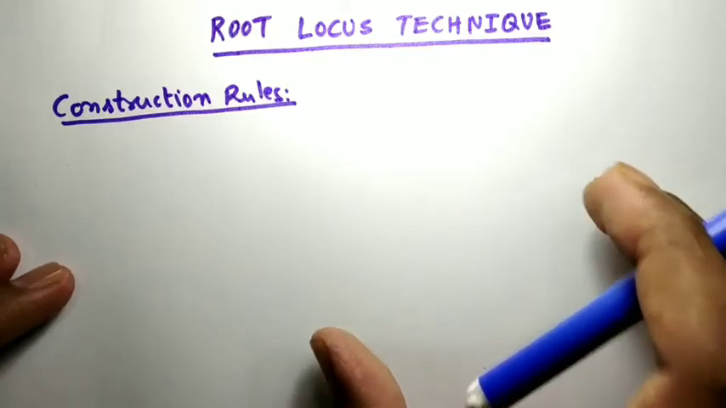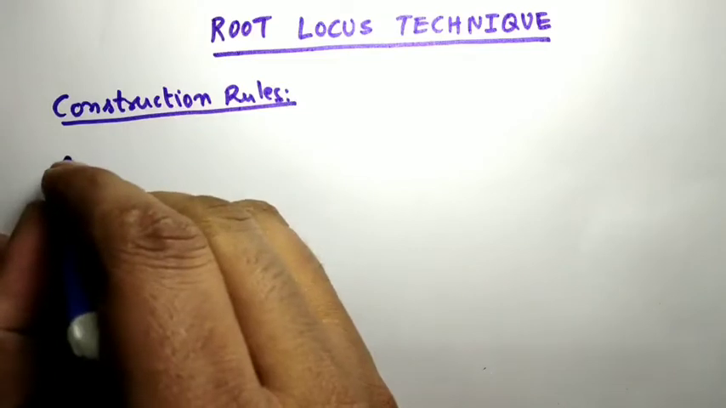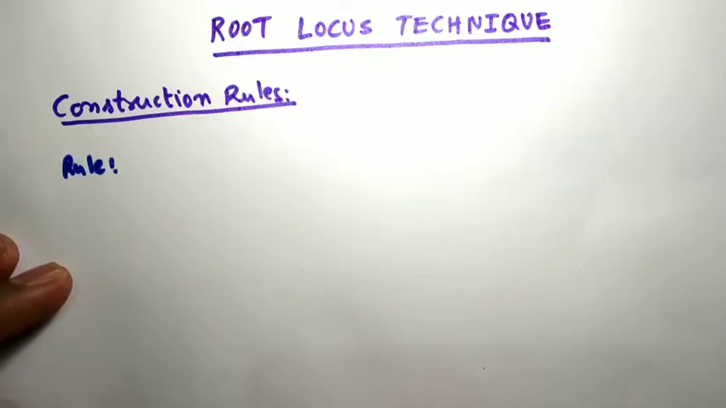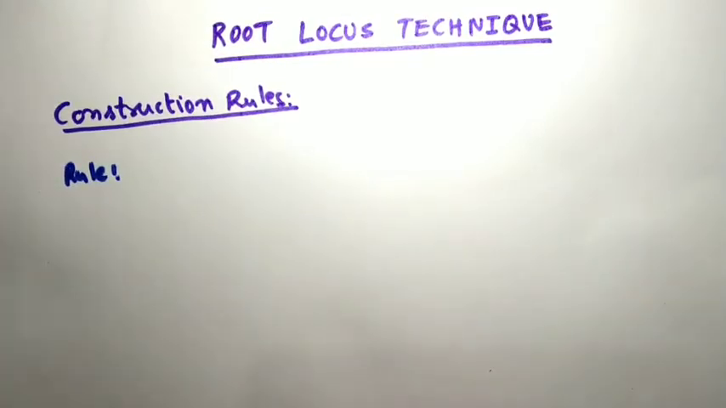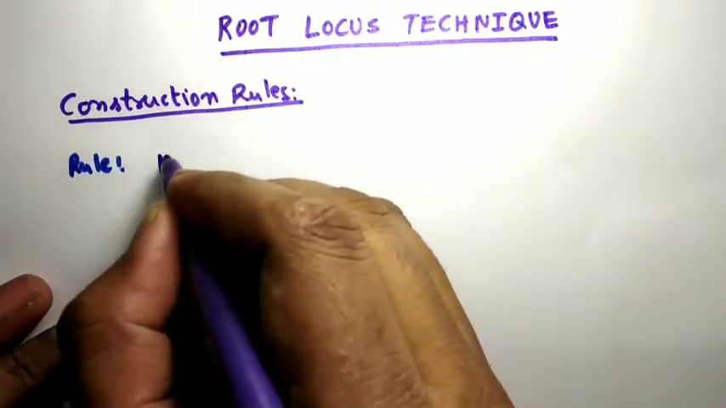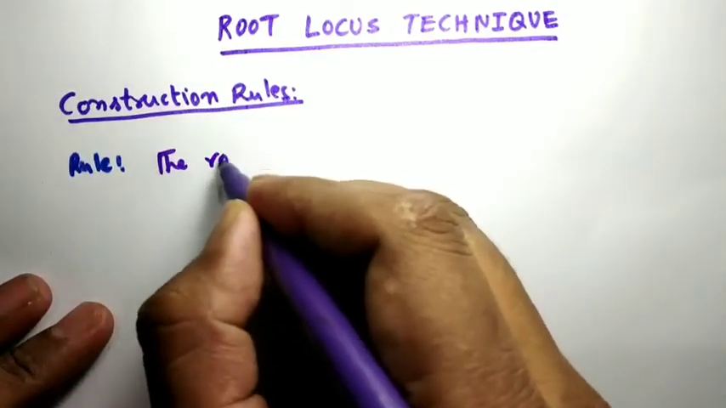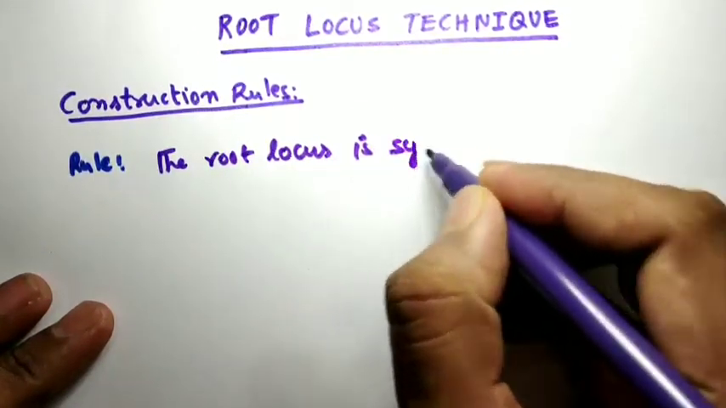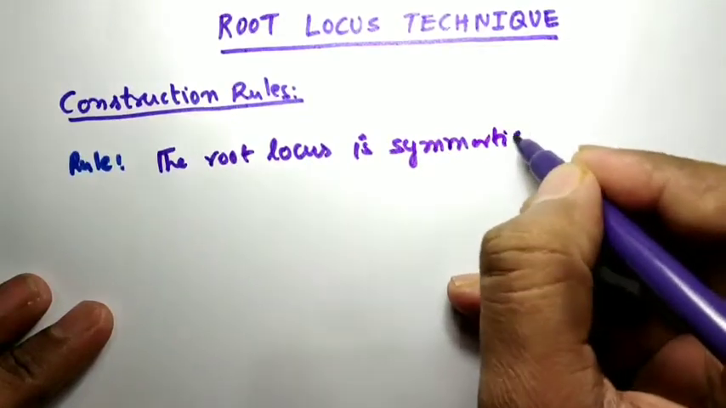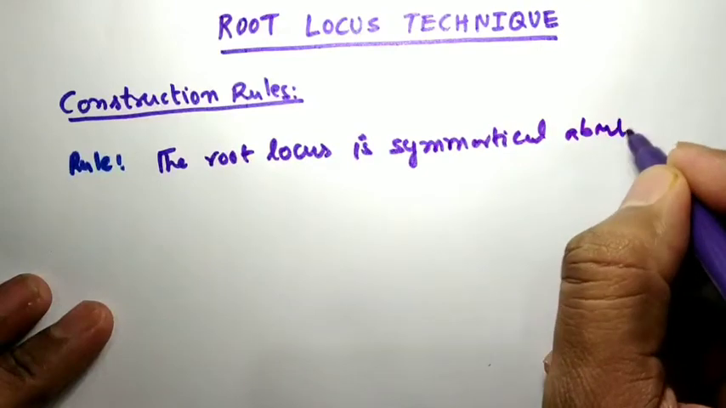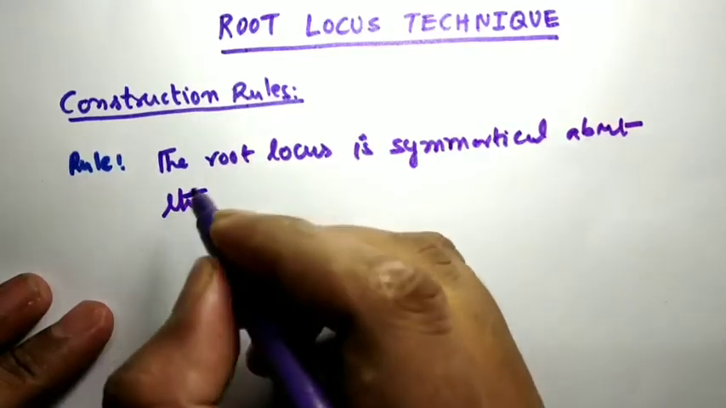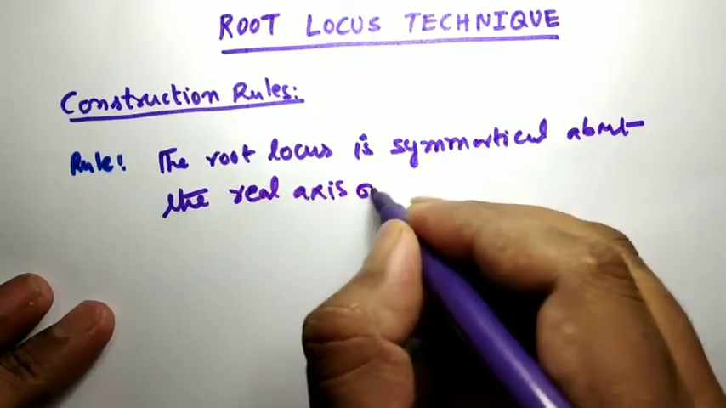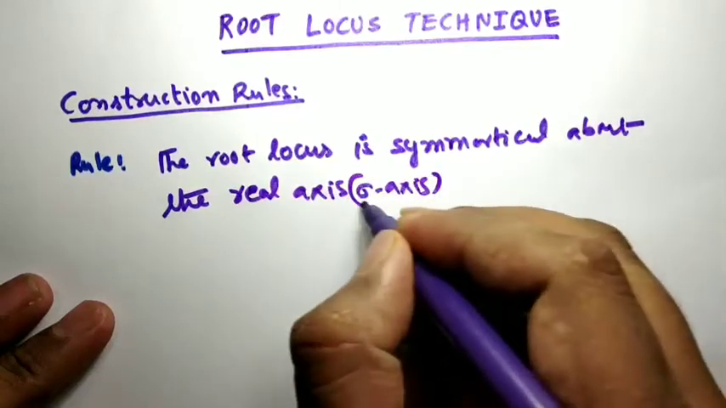Okay. See the first rule. Rule 1. The first rule is: the root locus is symmetrical about the real axis. This is the real axis.